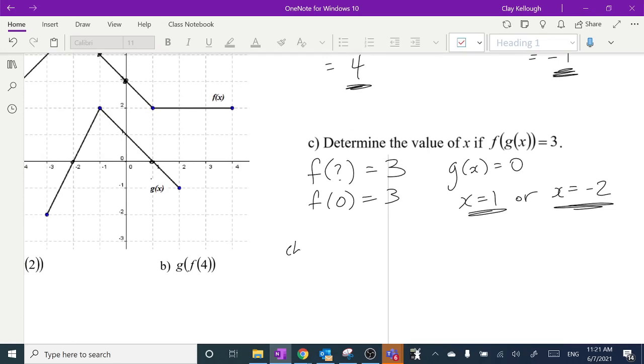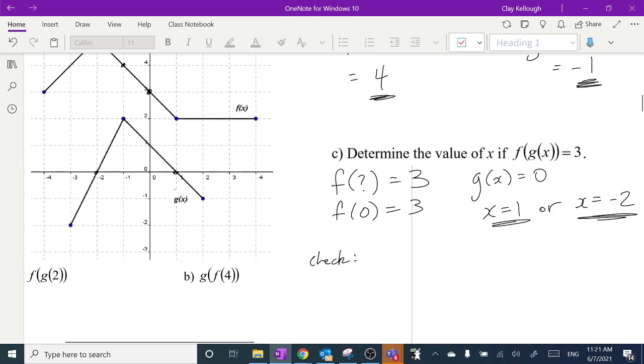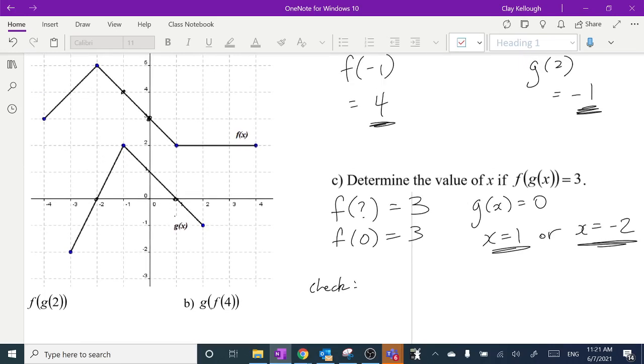You can check to see if these answers work by saying, all right, if those answers are right, then f of g of 1 should equal 3. Let's see if that's true. So g of 1 is 0, f of 0 is 3. Yep. And f of g of -2 should also equal 3. So g of -2 is 0, f of 0 is 3. Yep. So that is the right answer.